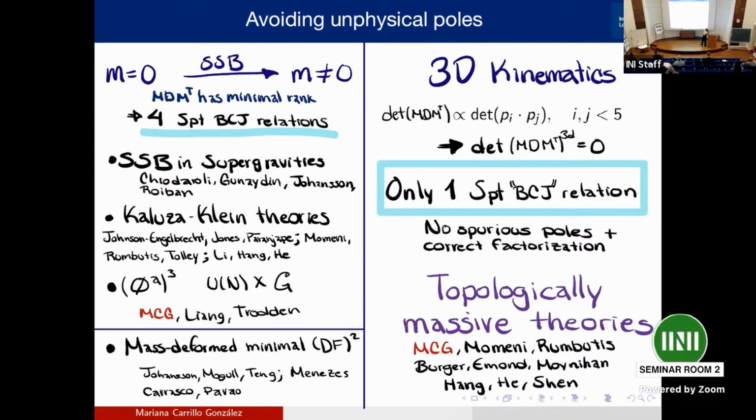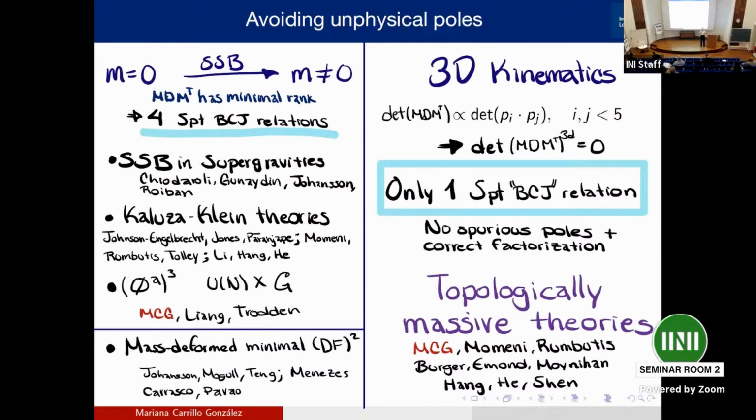So if you have a theory that's massive and comes from some sort of spontaneous symmetry breaking of a massless theory, it's known that this matrix will have what's called minimal rank, which is just the fact that it has the same rank as the massless case. And if it has the same rank as the massless case, for example, at 5 points, it has 4 null vectors, and this leads to 4 so-called BCJ relations, and gives you the standard way of doing a double copy.